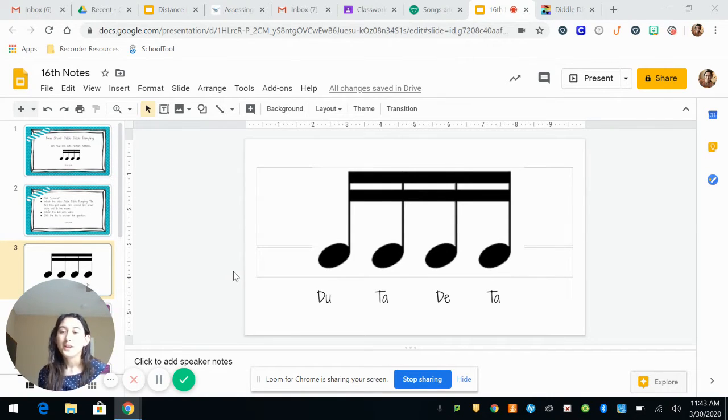Do, do, duta, data, do. Duta, data, do. Duta, data, do. Do, day, duta, data, do.